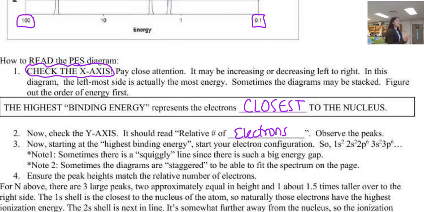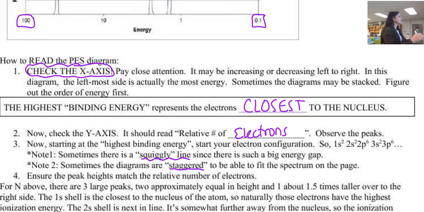Note 1, sometimes there's a squiggly line, and there may be a big energy gap, and so that's why they'll have a squiggly line. The other thing, again, I had said is sometimes they're staggered, and so sometimes they'll stack the graphs, okay? Number 4 says, ensure the peak heights match the relative number of electrons.